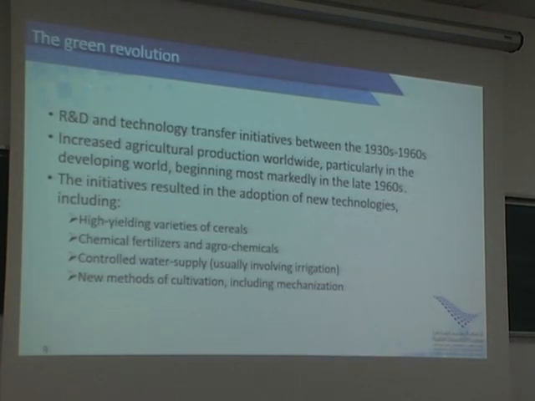The Green Revolution was basically based on technology transfer that was done between the 30s and 60s. It was more pronounced and more visible in the developing world in the 60s, where agricultural production increased. Initiatives that were adopted included high-yielding varieties of cereals, in particular wheat, the use of chemical fertilizer and agrochemicals. Irrigation also started to be more generalized, and the use of mechanization, tractors, also helped in the Green Revolution.